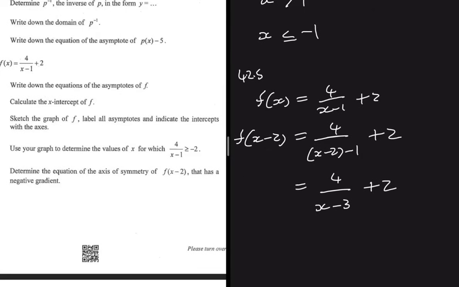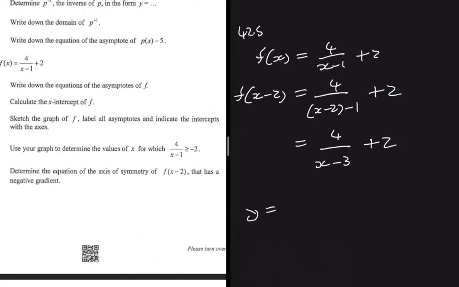So we need the equation of the axis of symmetry that has a negative gradient. We have two axes of symmetry, one with a negative gradient and one with a positive gradient. The one with the negative gradient is y equals minus x plus c, and the one with the positive gradient is y equals x plus c. So what you're required to do is just find the value of c, and then you have your axis of symmetry. Which point do you substitute to find the value of c? You substitute the point where your asymptotes touch.